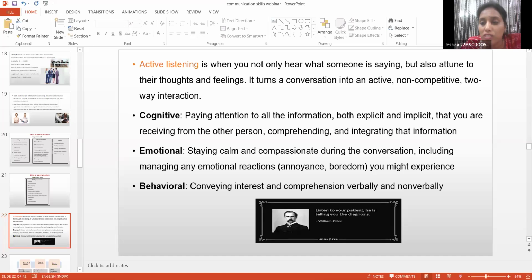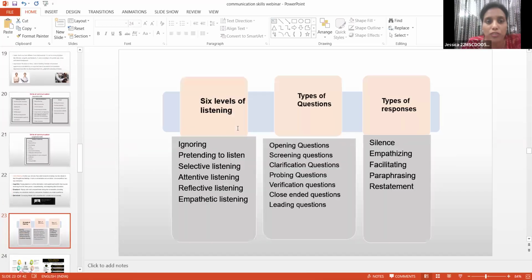William Osler, who is called the father of modern medicine, said, listen to your patient, he is already telling you the diagnosis. So when you are actively listening to the patient, you are almost there with the simillimum, almost there with the totality of the patient, and almost there with the diagnosis, because the patient is already telling you all this. So active listening is a combination of your cognitive domain, your emotional domain, and the way you behave with the patient.